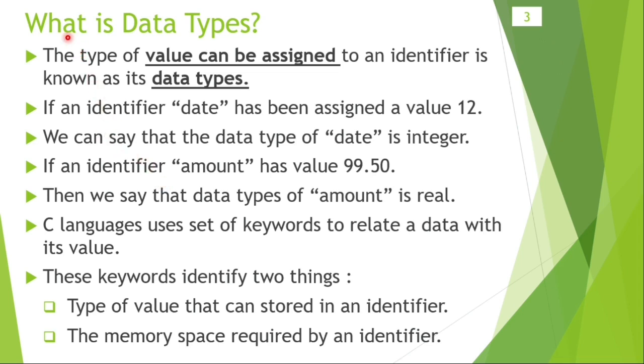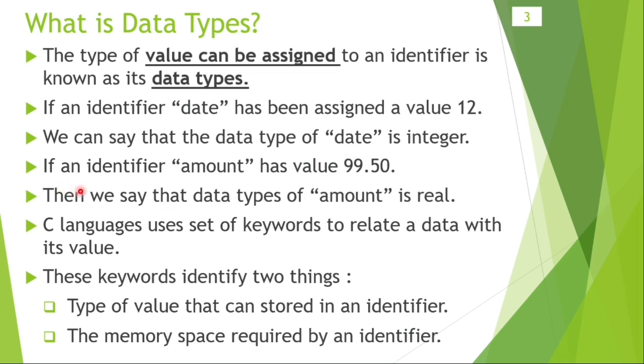Now the question is, what is a data type? The type of value that can be assigned to an identifier is known as a data type. Suppose you have a roll number, so you define the roll number as an integer, not as a character. That will come in the next slides actually. If an identifier date is always numerical and is assigned the value 12, then we can say that the data type of date is an integer. Very simple, because a date is never expressed in characters.